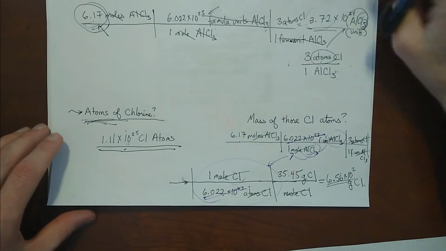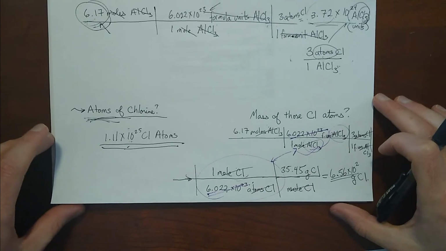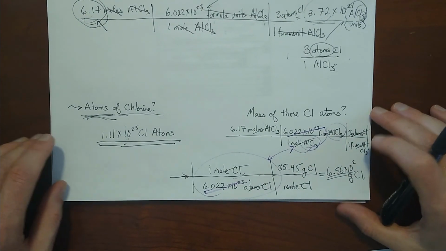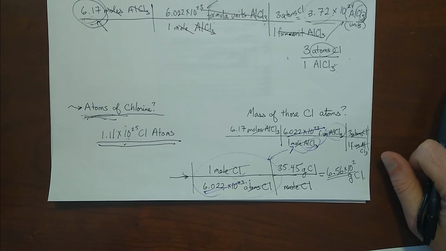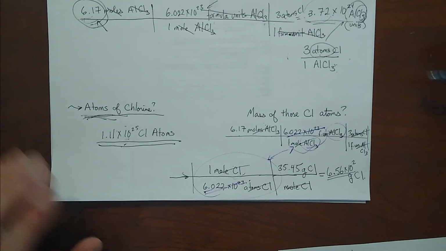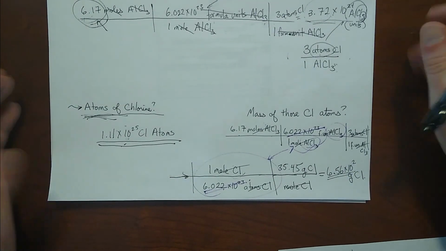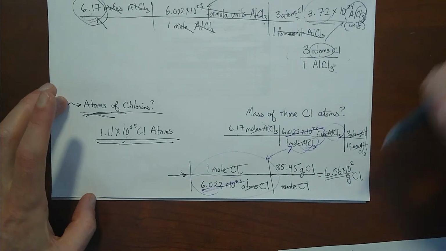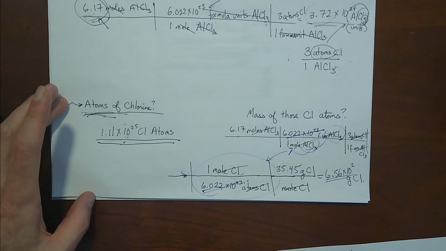Okay, so that's a little introduction to the idea of how we can use moles to convert between number of particles and mass and vice versa. We will work some more complicated examples in the next video. If you didn't understand some of this, then get in touch with me through text or email, and I'll be happy to try to help you understand whatever you might be missing.